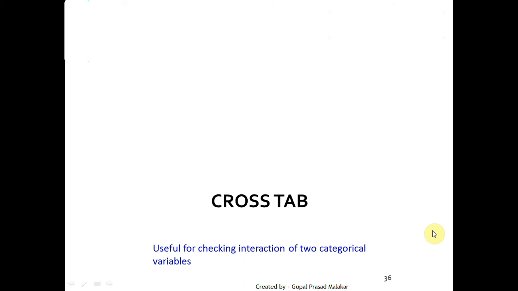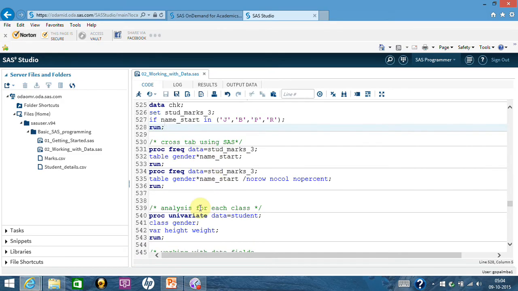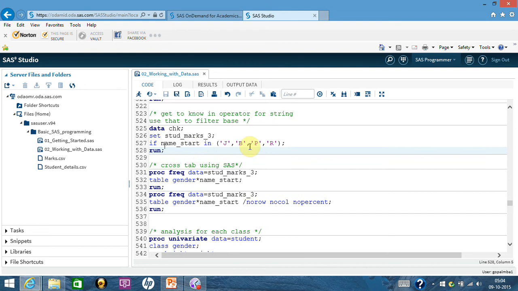Let me show you how you create a crosstab for checking the interaction of two categorical variables in SAS. Right now I have gender, and in my data set there are not many categorical variables, but what we can do is use this name start, which has been given some values, and check its interaction with gender. Let me show it to you.